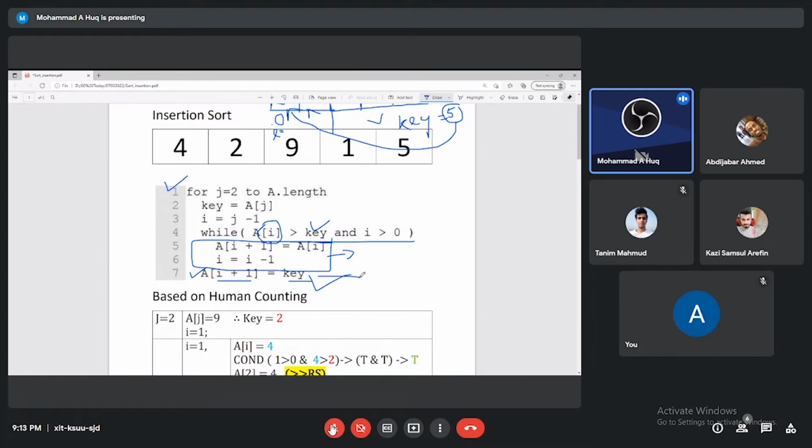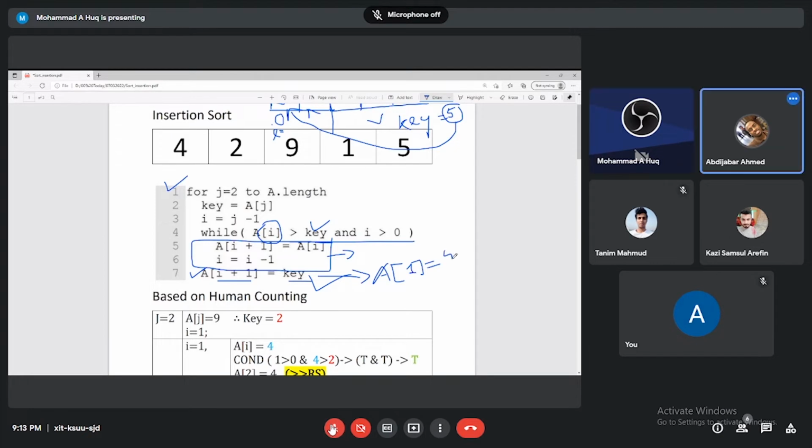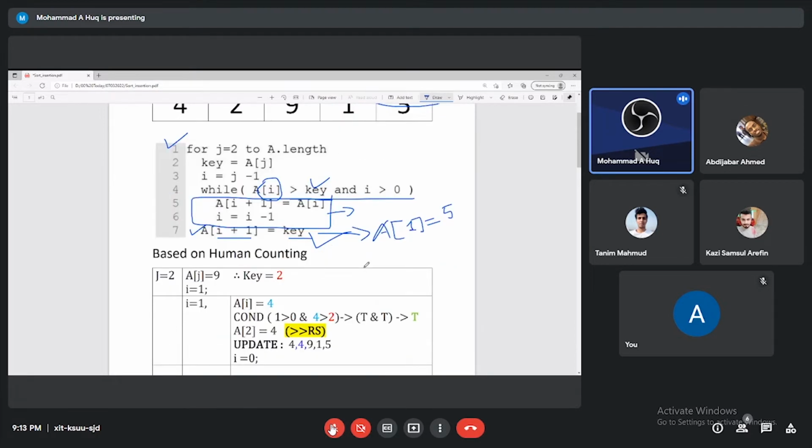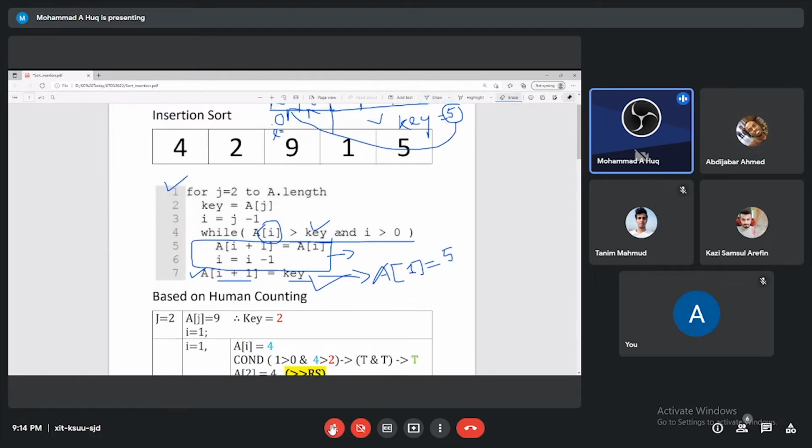Based on this line, if I ask Arifin, what's going to happen here? Sir, it will replace 0 plus 1. 0 plus 1 means A1, yes? So sir, A1 will be what? 5. Now you can understand that this 6 will be replaced by 5. This is the thing happening in this code. Now I will explain bit by bit.